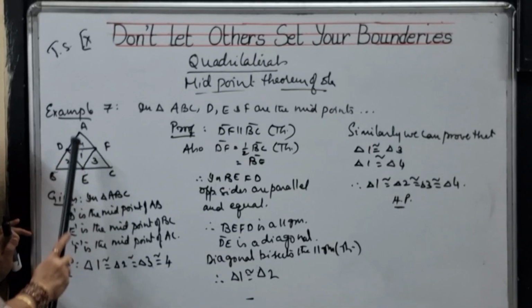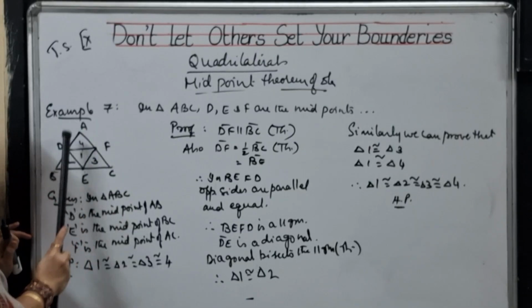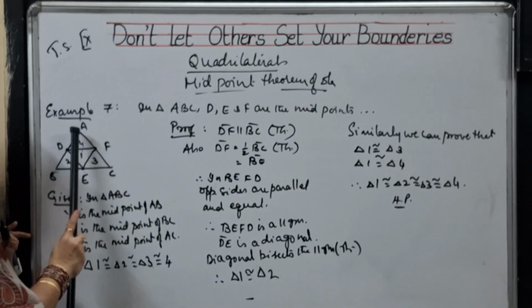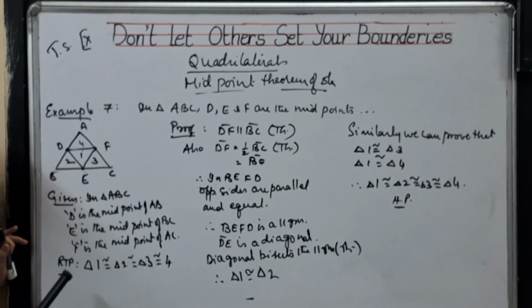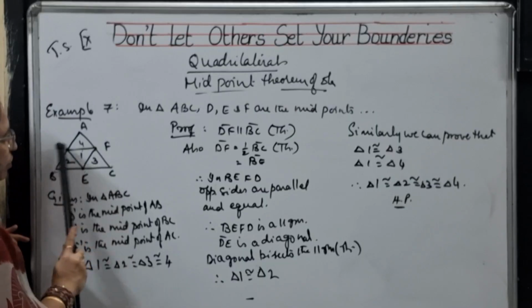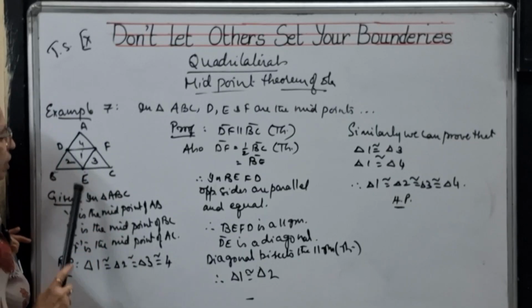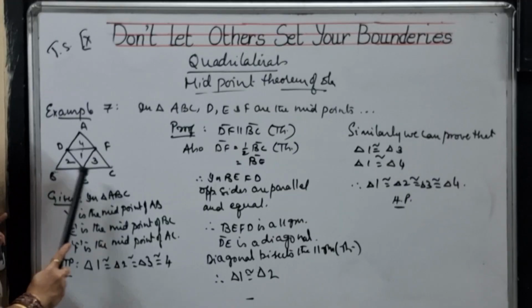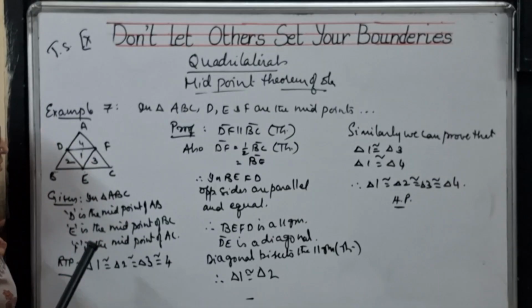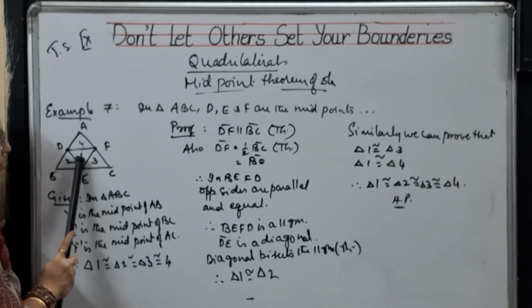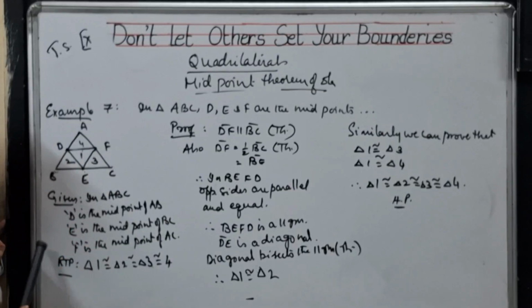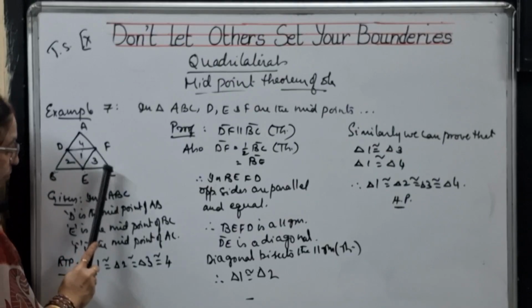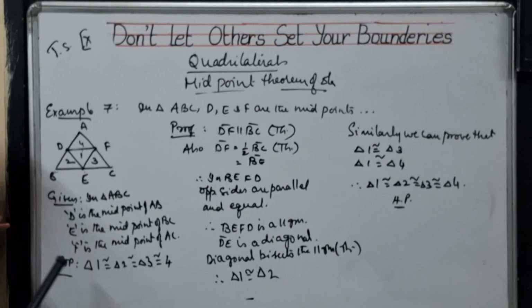What is it that they have said? In triangle ABC, D is the midpoint of AB, E is the midpoint of BC, F is the midpoint of AC. When D, E, F are joined, you have to prove that this triangle ABC is divided into 4 congruent triangles. So, I have named these as 1, 2, 3, 4. Now, when you talk about this, DF is parallel to BC, it is our construction.